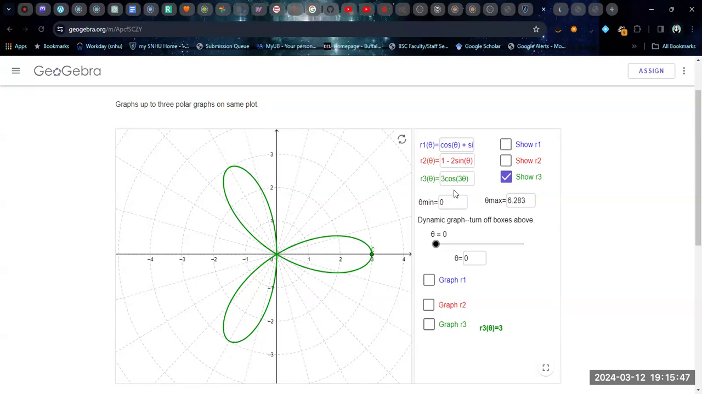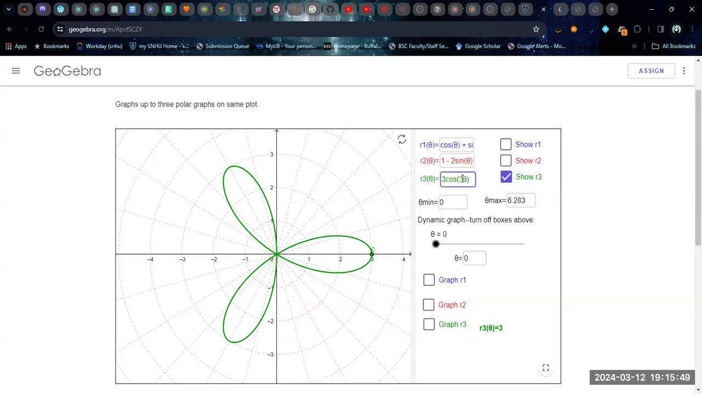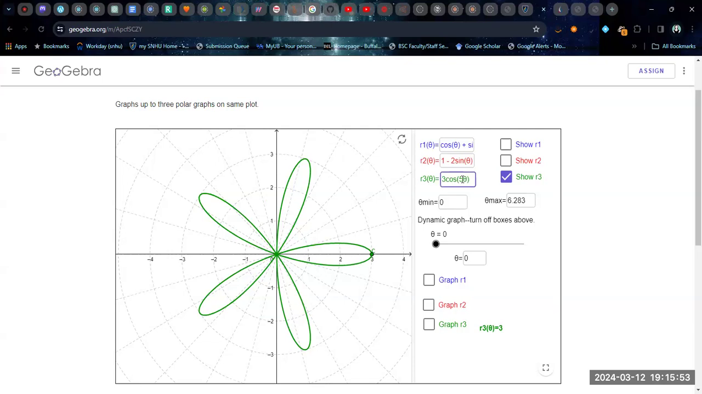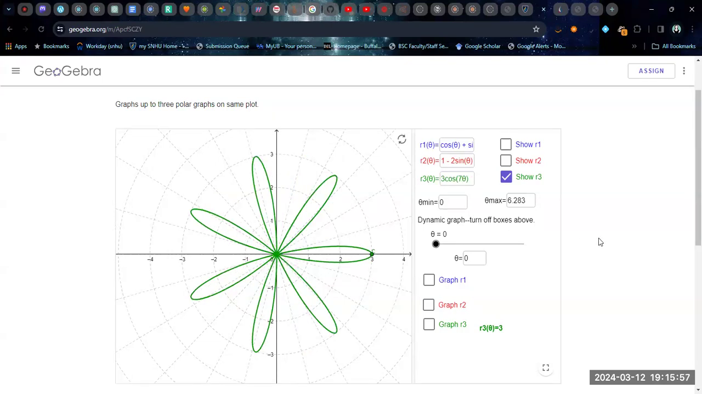So here I've got 3 petals. I can turn this into 5 petals or 7 petals and so on. So the multiplier of theta is going to affect the number of petals that I have, but it's also going to depend on whether that multiplier is even or odd for the exact number of petals I'm going to end up with.